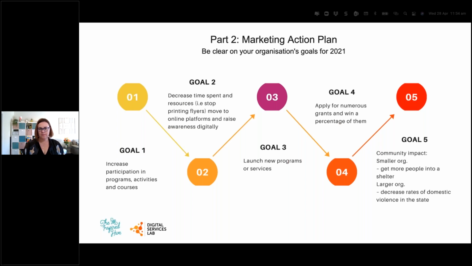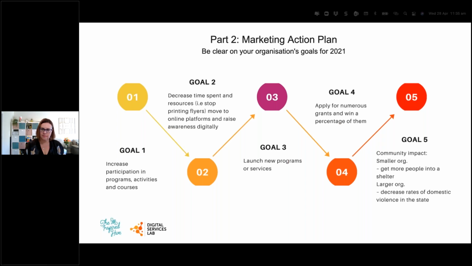What are the individual or independent tasks that need to happen to achieve your overall organization's mission? So some examples are that the goal of your organization might be to increase participation in programs, activities, or courses. Another goal might be that you want to decrease the time or the resources that you put into certain activities. So perhaps you want to change or decrease your marketing budget. You want to stop printing flyers. You may want to move to online platforms and raise awareness digitally. These are just examples.